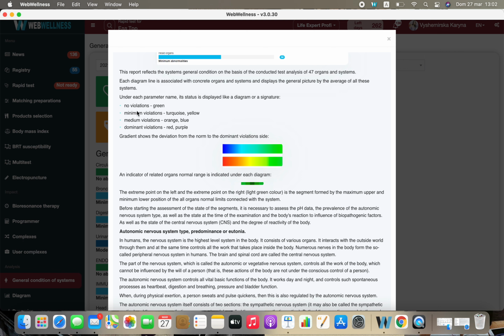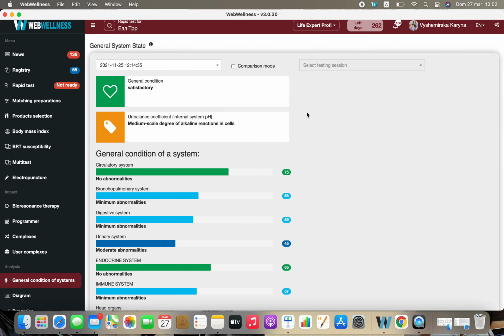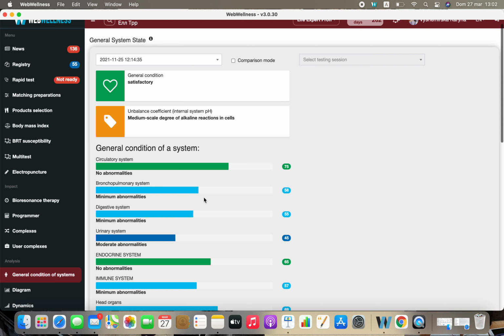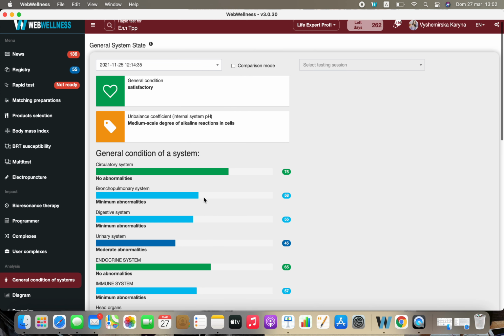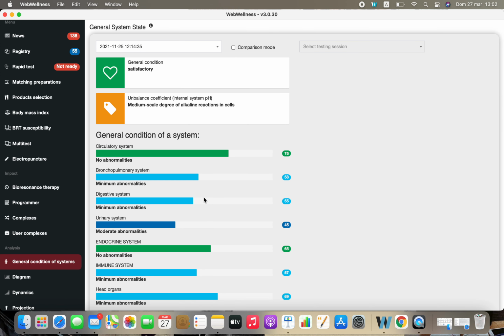Basically, as you can see, green color means there are no violations, turquoise and yellow mean minimum violations, then orange, blue, red and purple, right? So it goes either toward hypofunction or hyperfunction. Also, we give more explanations about all these measurements in our professional video about how to read the results. In this video, what you need to understand first of all is to check the general condition: it is satisfactory, great.